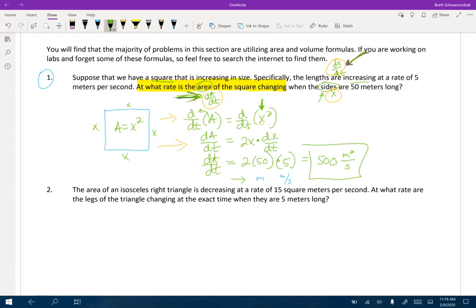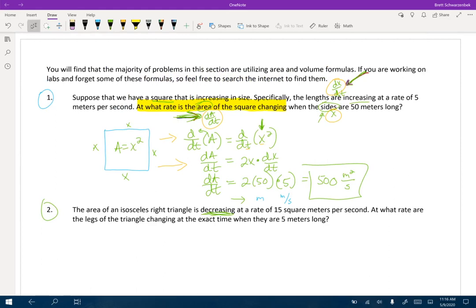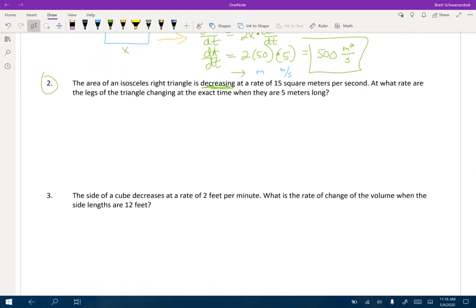Okay, so number 2. It says the area of an isosceles right triangle is decreasing at a rate of 15 square meters per second. So interestingly enough, this is the first time we've seen the word decreasing. In all the other problems, it was increasing, so that's changed some stuff. It says, at what rate are the legs of the triangle changing at the exact time when they are 5 meters long? Interesting. All right, so the first thing we want to do is draw an isosceles right triangle.